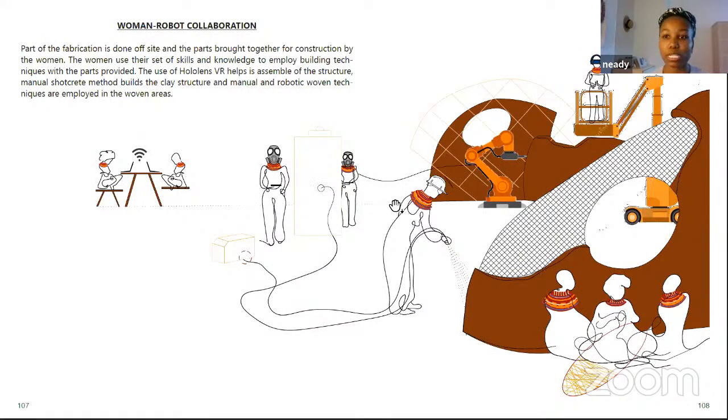So the different ways and methods that the women can use, the methods they already use, but also in conjunction with technological devices, tools, and ways of building and coming up with the village themselves.